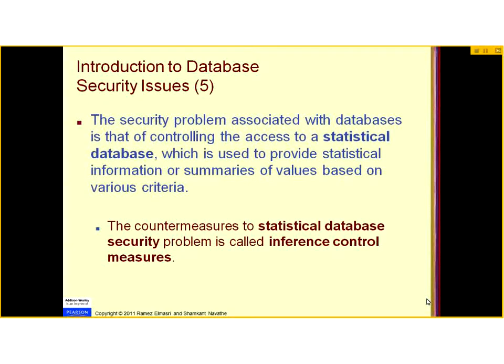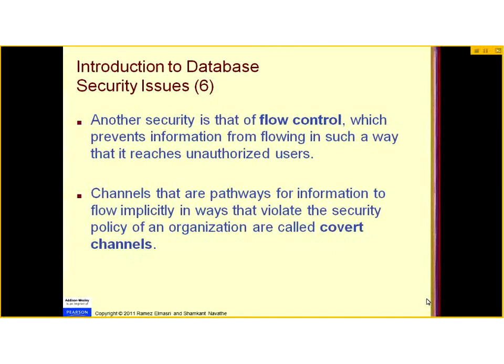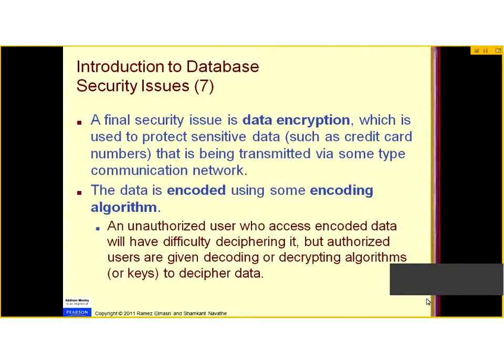Then the statistical problem associated with databases is that of controlling access to statistical databases. The countermeasure for the statistical database security problem is called inference control measures. Another security problem is flow control, which prevents information from flowing in such a way that it reaches unauthorized users, and we can solve this problem by having covert channels, some hidden channels. The third issue is data encryption, which is used to protect sensitive data.